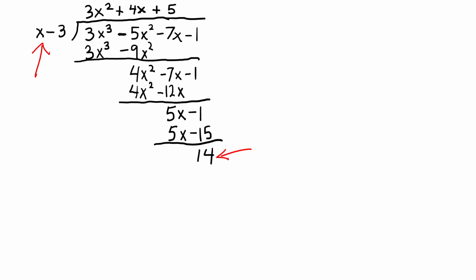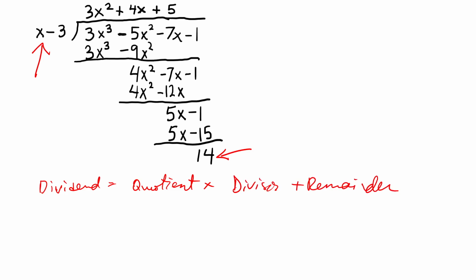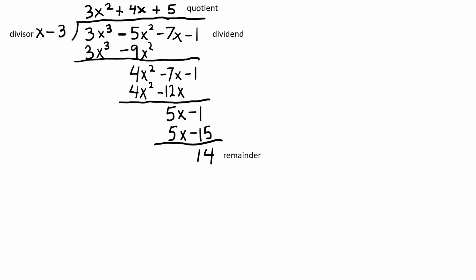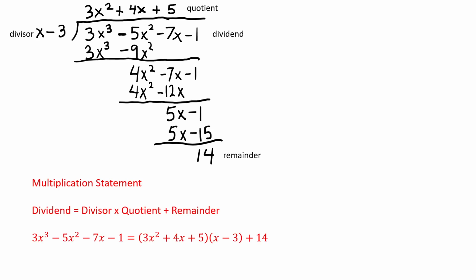multiplication statement just like we did a while ago. We know that our multiplication statement tells us that dividend equals quotient times divisor plus remainder. And so we can just fill those values in. That means 3x cubed minus 5x squared minus 7x minus 1 is equal to 3x squared plus 4x plus 5 times x minus 3 plus 14. Okay?